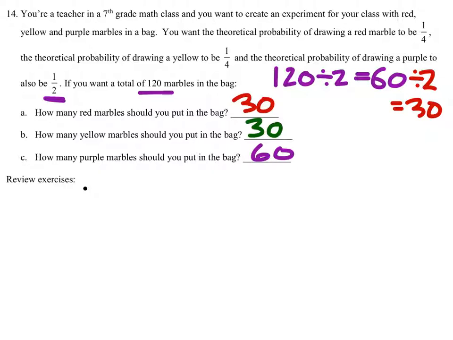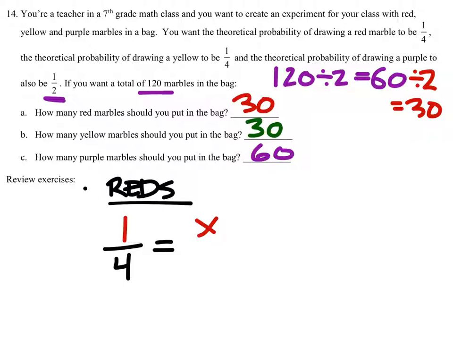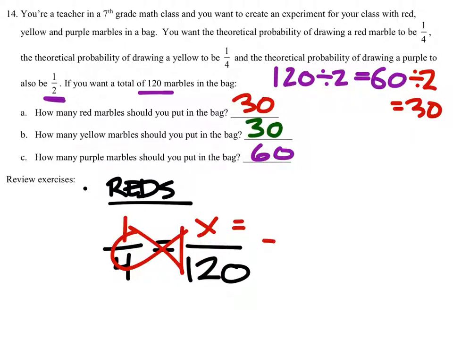Another way to do it is to use a very common method that we have seen in a previous unit called a proportion. Let's just look at the reds. For the reds, there's 1 red out of every 4 total marbles, and this should equal some number of reds out of 120 total marbles. Now you could solve this by using the good old fish method: 120 times 1 divided by 4 is x, and that gives you x is 30.